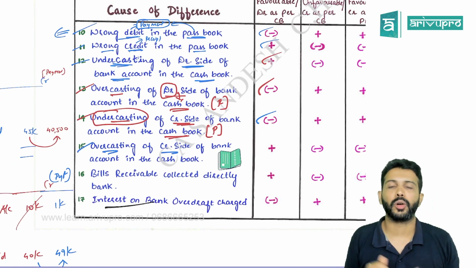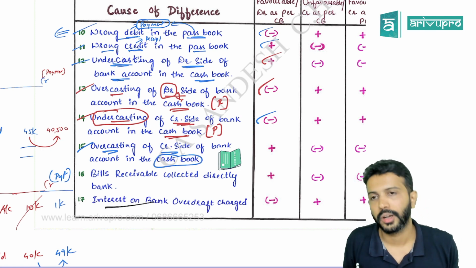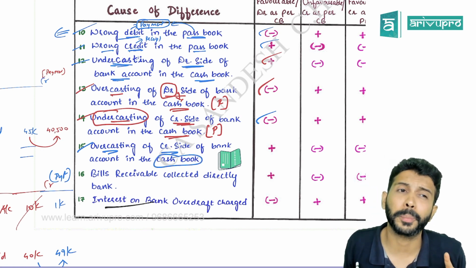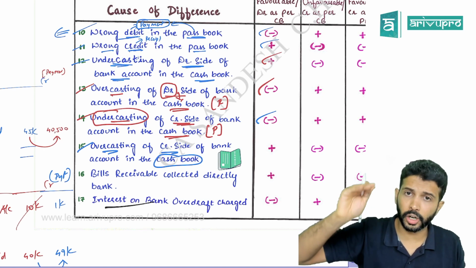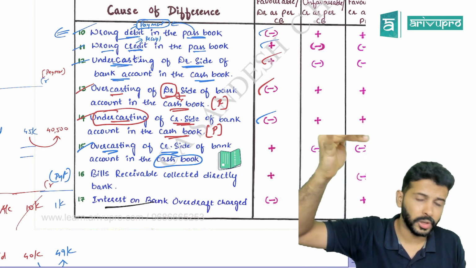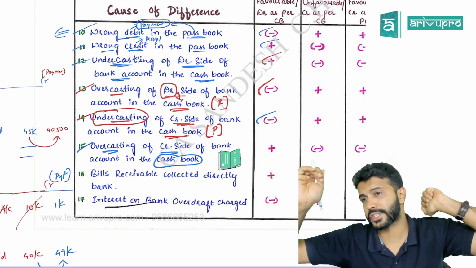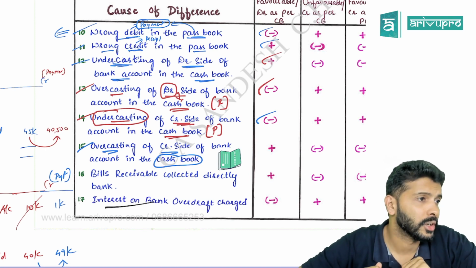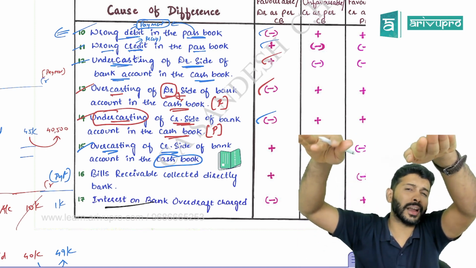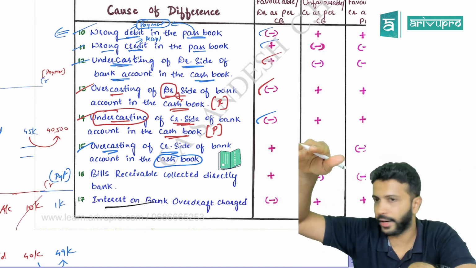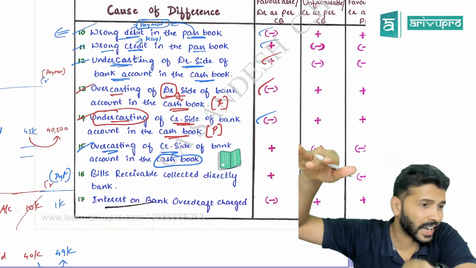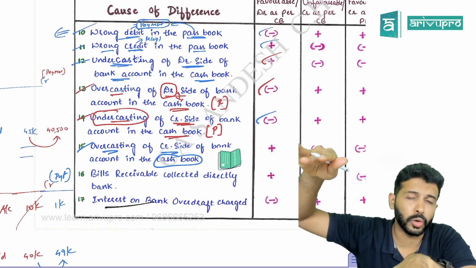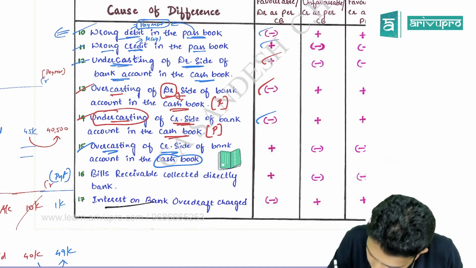Overcasting the credit side. Overcasting the credit side of which book? Cash book. The credit side of the cash book represents the payment side. If you are showing more payments, it means the cash book balance has got unnecessarily reduced. Your starting point is the cash book, so the passbook you cannot touch. To reconcile, what do we need to do? Add. Hence plus.